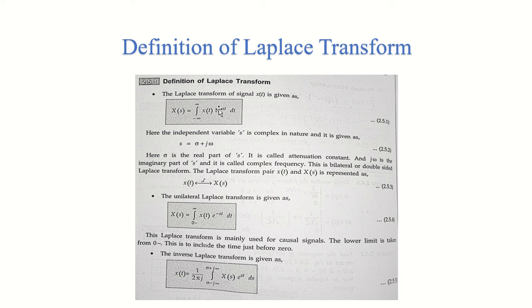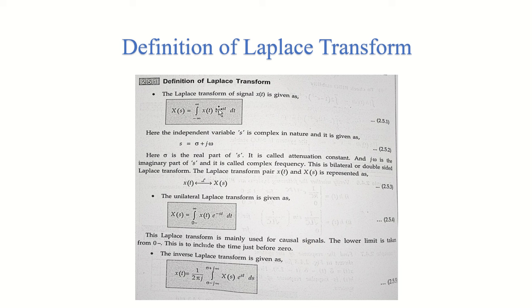Here we represent this s with the help of this formula: s = σ + jω. And what is σ? σ is the real part of s, and ω is the imaginary part of s, right? This σ is called the attenuation constant, and this ω is called the complex frequency of my signal.